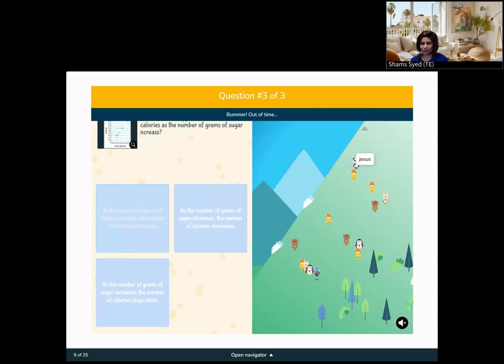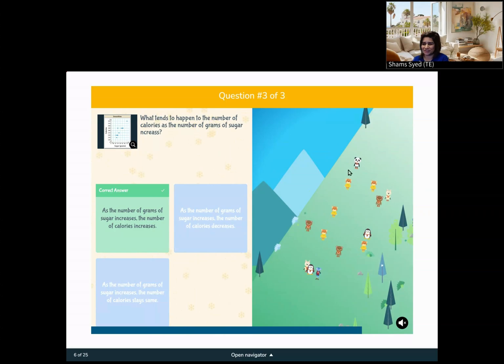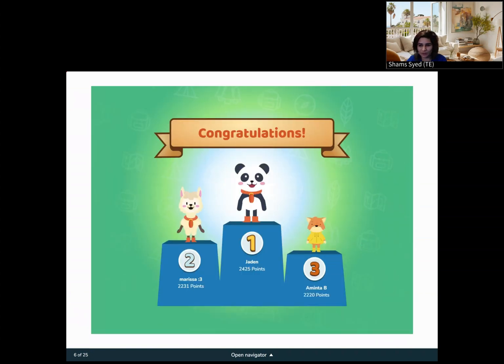Look at how we show progress by moving forward. Very good, very good. Congratulations, Jaden. Very good, very good. Followed by Marissa and Amy. Followed by Safa, Jesus, Bryce, Julia, and Kyler.